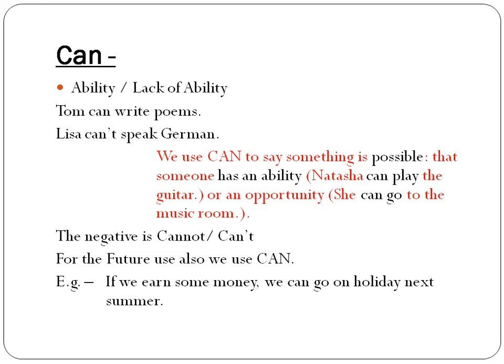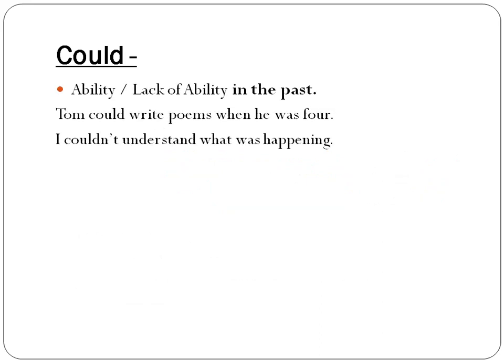So now, let's look at the second type of modals. The next part that we have is could. Could is used to show the ability or the lack of ability in the past. So the same example written in the past would be, Tom could write poems when he was 4 and I couldn't understand what was happening.